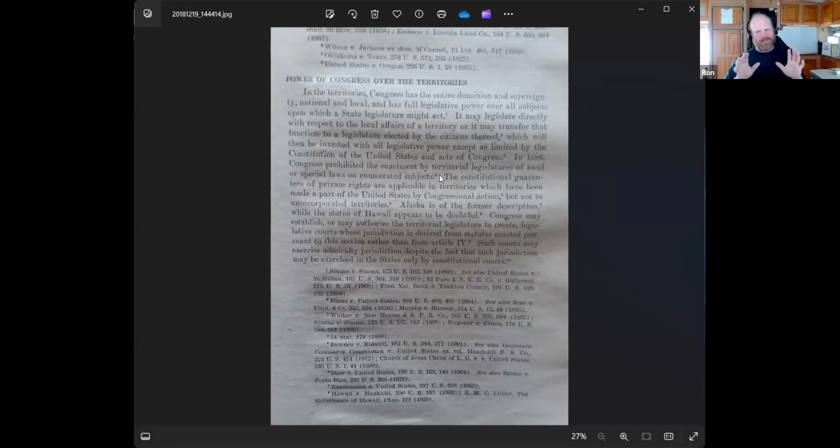Okay. All right. The next thing I'm going to read. This is where things start getting a little tricky. The constitutional guarantee of private rights are applicable in territories which have been made a part of the United States by congressional action. Stop. We talked about this in the last video, and where the Constitution follows the flag or doesn't follow the flag. It's saying here the constitutional guarantee of private rights are applicable in territories which have been made a part of the United States by congressional action.